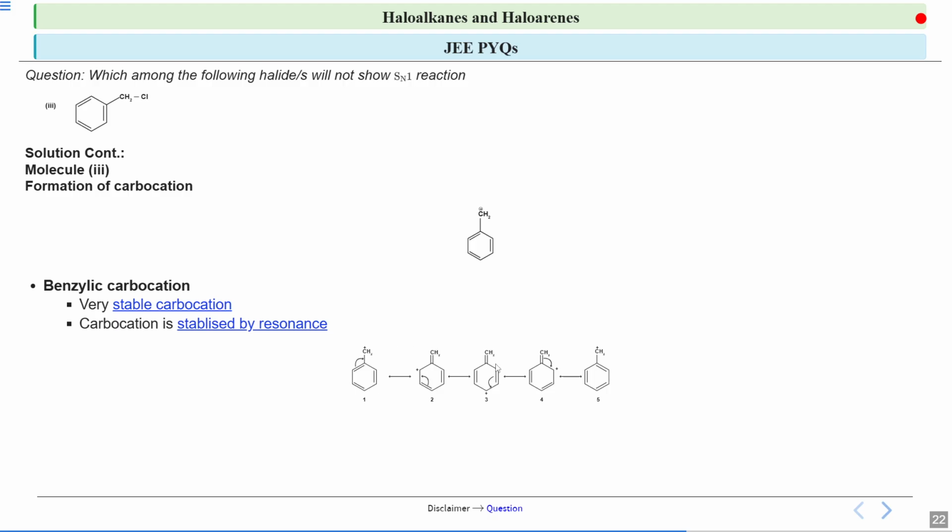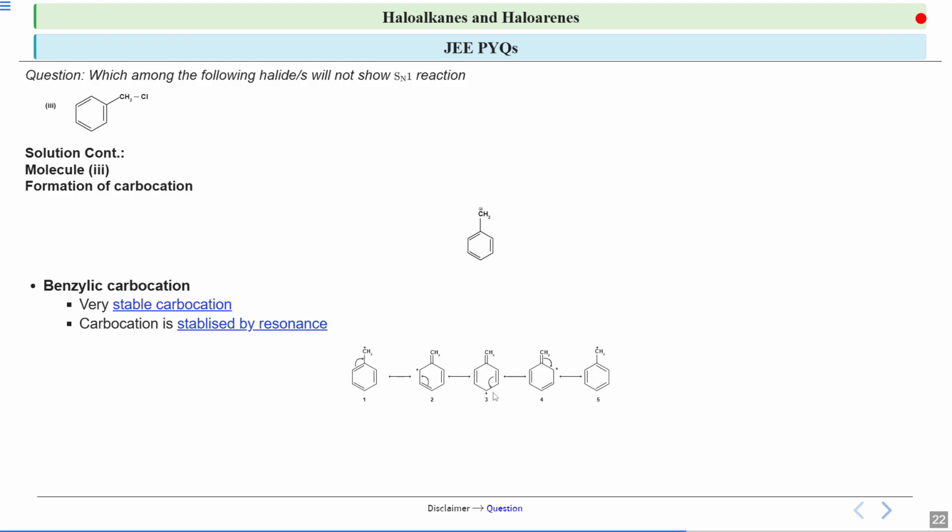How? You can see in these different figures, which are equivalent to each other, that you have this positive charge. For the stabilization, this double bond electron pair will move from here to here. A partial double bond character arises between the CH2 and the carbon of the benzene ring, and the positive charge shifts to this carbon. Now the next double bond electrons will shift to here, and this positive charge will move from here to this carbon, the para carbon.